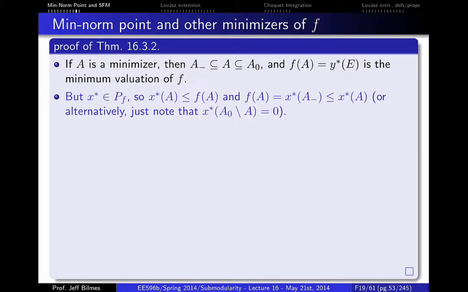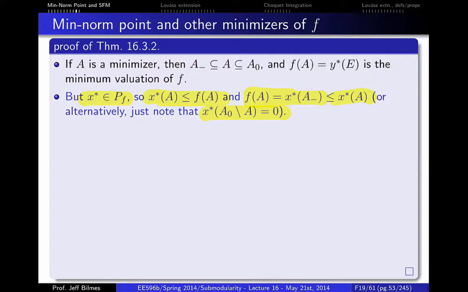So x is in the polytope, right? And so we have this is true for the particular A. So x star of A is less than or equal to f of A for that particular A, which is the minimizer. And on the other hand, we have that f of A, which is equal to x star of A minus, is less than or equal to x of A. And that's essentially because anything outside of A minus that's smaller than A naught is going to be 0.